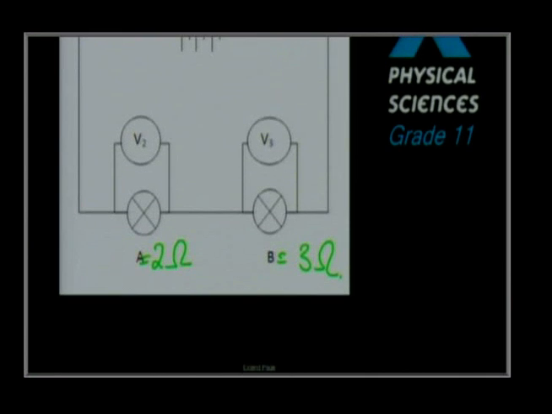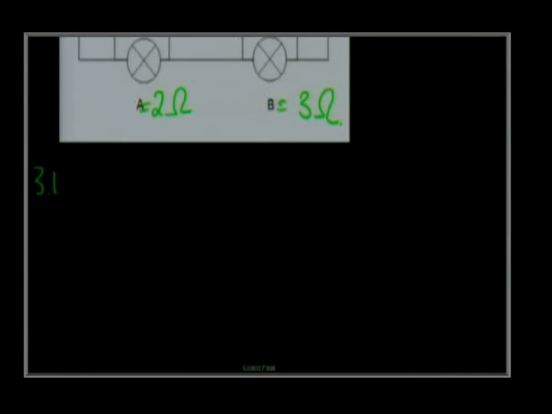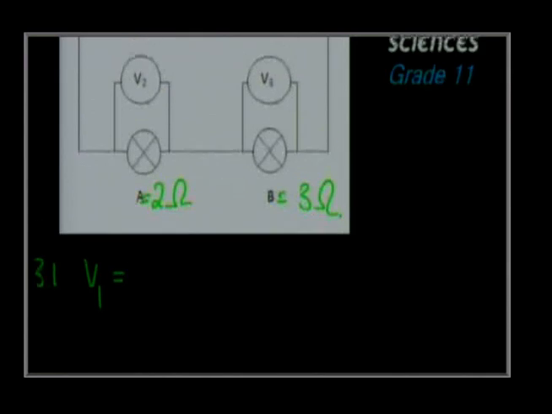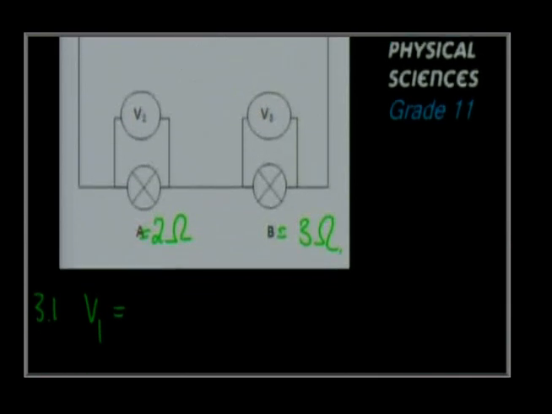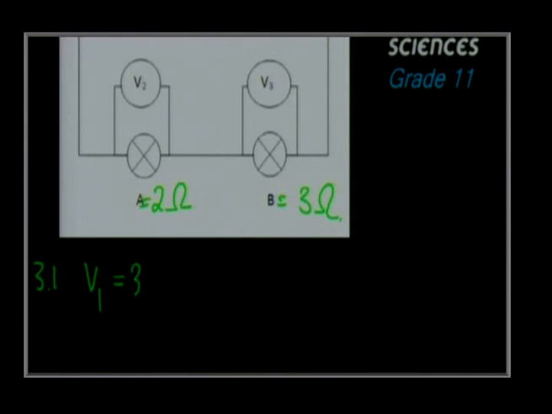So question 3.1, they ask us, what is the reading on voltmeter 1? Voltmeter 1 is the voltmeter attached to your batteries. You've got 1, 2, 3 cells over here. So it is going to be 3 times your 1,5 volt, and that is going to give you a potential difference of 4,5 volts.